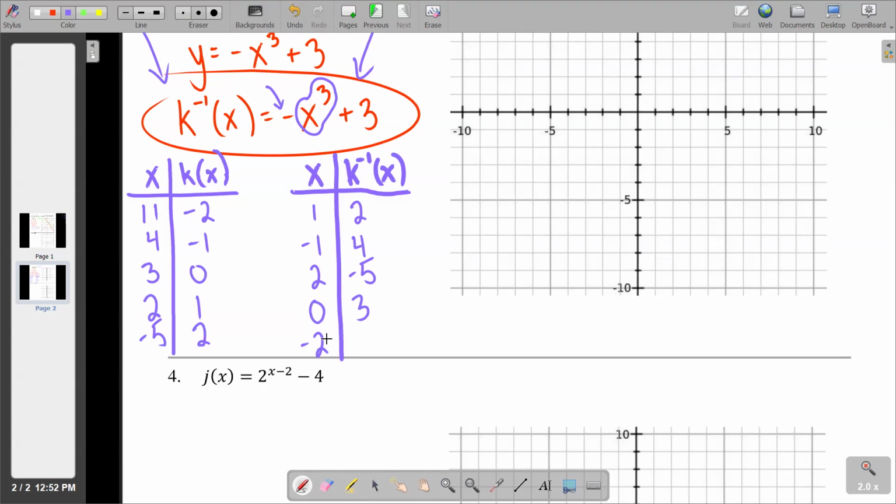So -2, if you put it in the purple blob, -2 cubed is -8. Stick the other negative on it, you get +8. 8 plus 3 is 11. And by now, I'm almost certain that you've made the connection that all of the points in the table on the right are the flip-flop of the points on the left, which of course begs the question then, do I really have to do all that math?